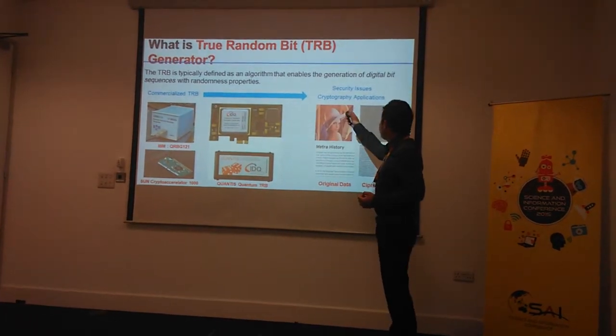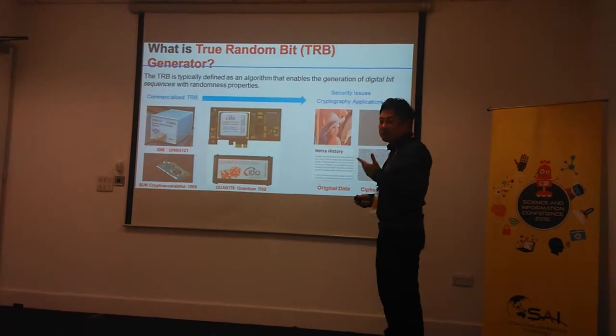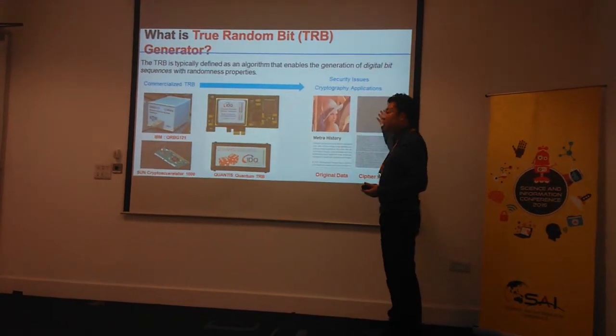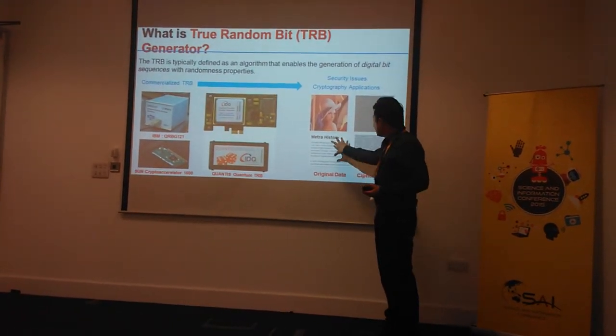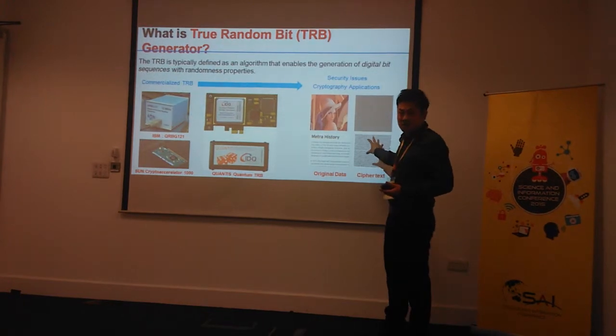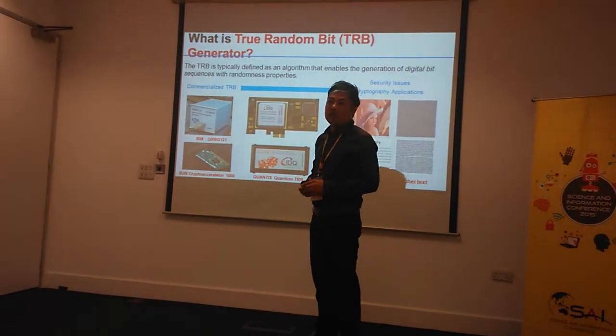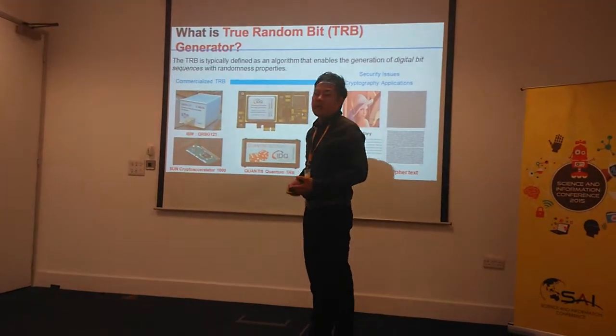Of course, we use it for security issues in cryptography applications, like the example here. We encrypt, we get this scrambled picture or text, we get a ciphertext like this. So the true random bit generator is very important for these kinds of applications.